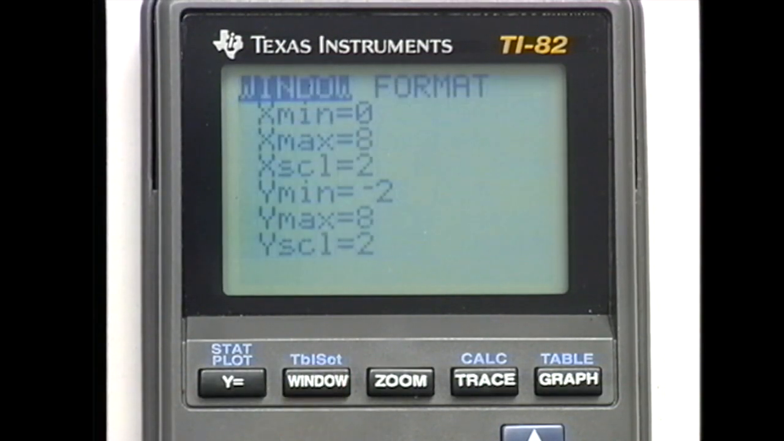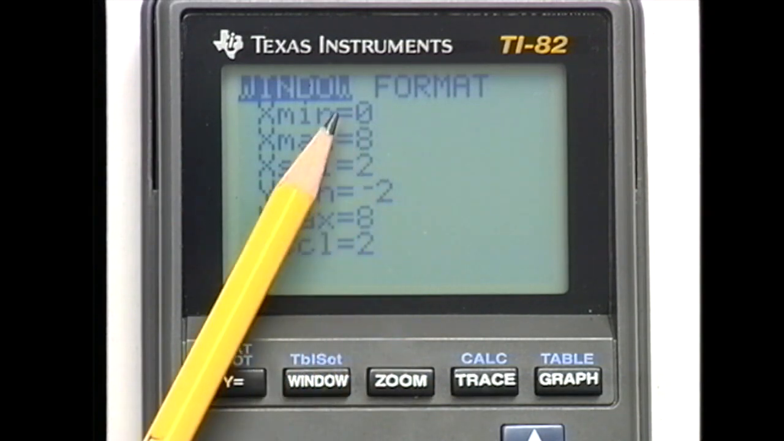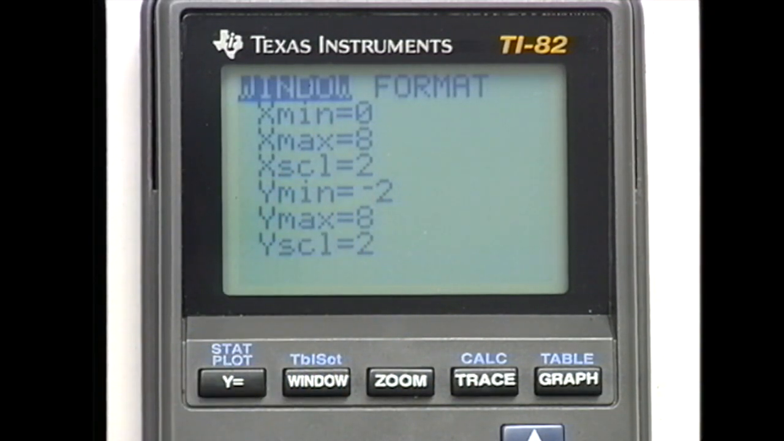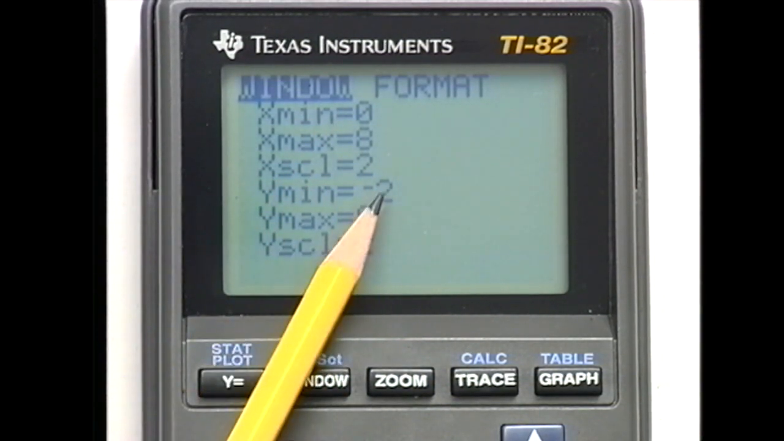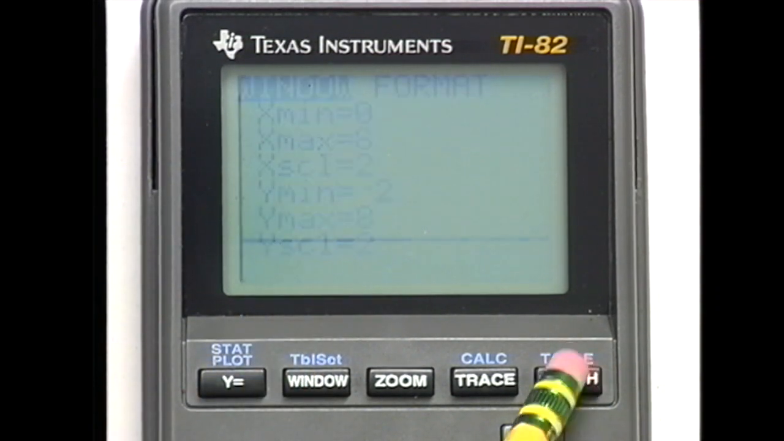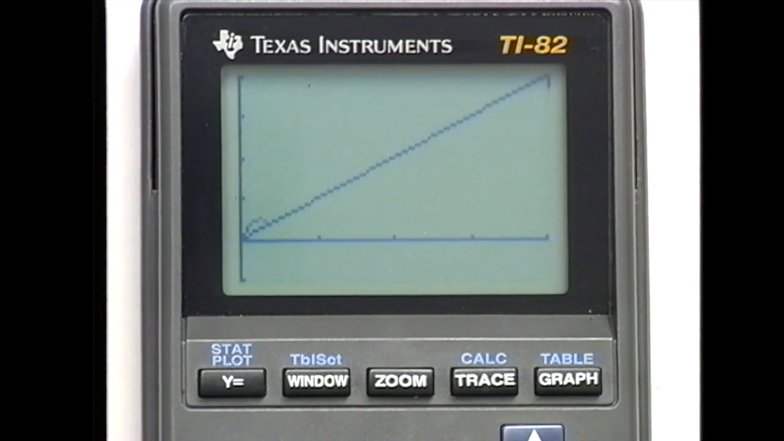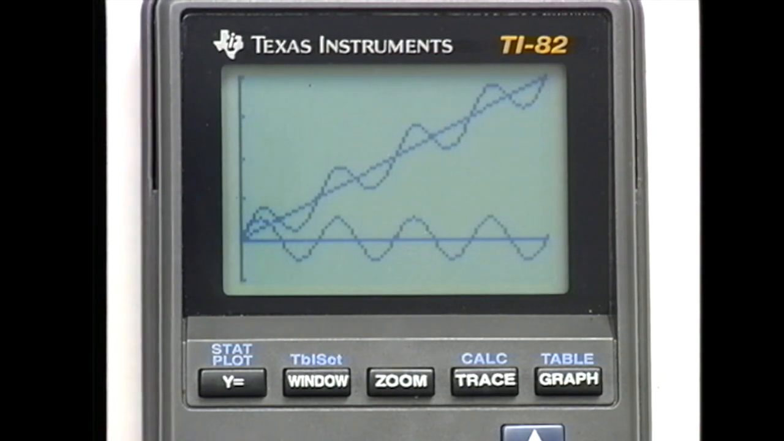Okay, now let's go to the window. I'm going to graph from x equals 0 to x equal 8 in increments of 2. For y, I'm going to go from y equal -2 up to 8 in increments of 2. Let's see what we get. There's y is equal to x. There's that sine curve. Goes through 4 cycles. Now there's my curve that's winding around, and sure enough, it resembles that graph that I drew by hand.